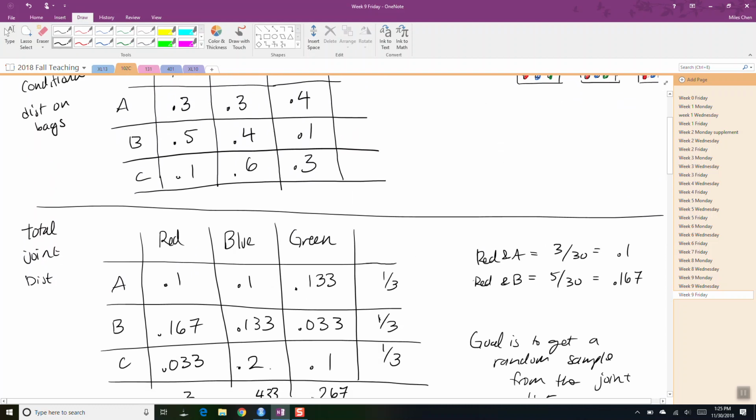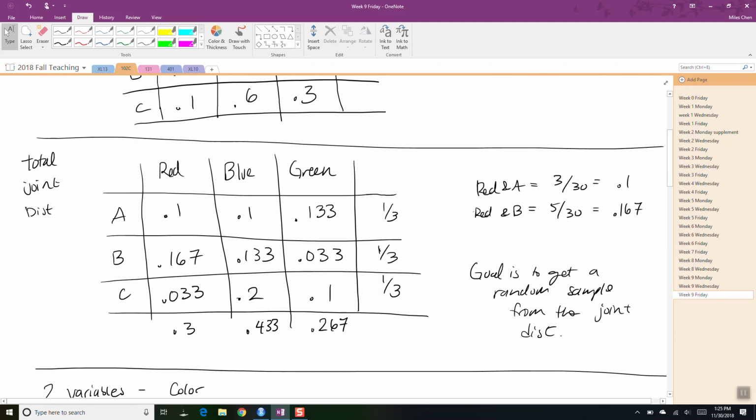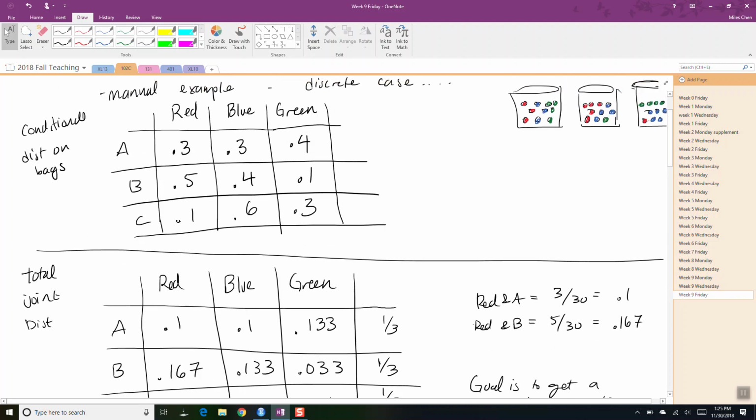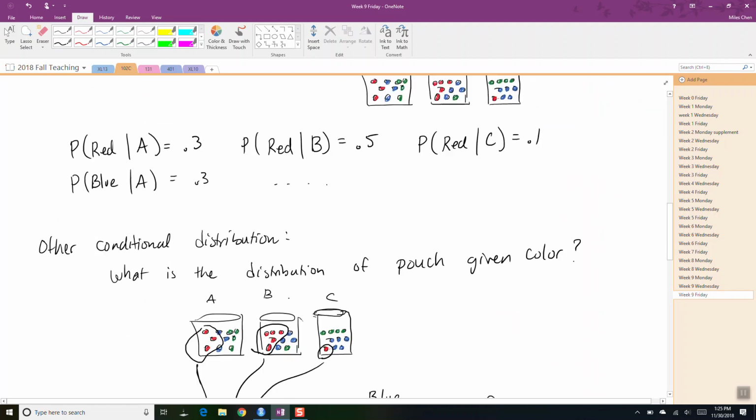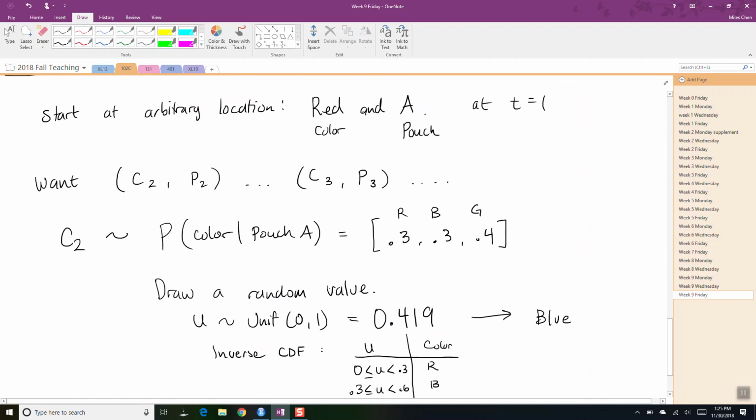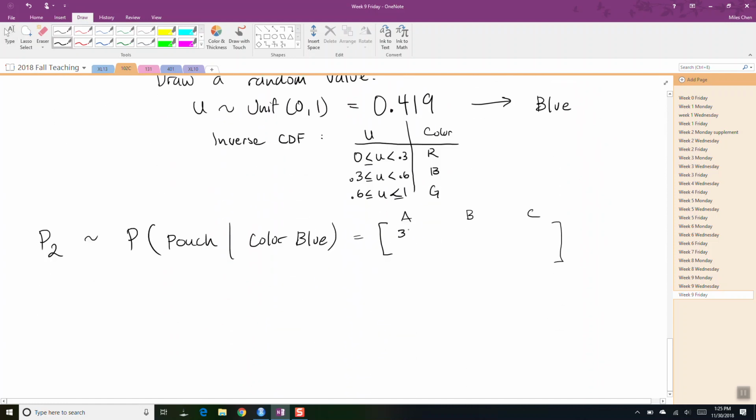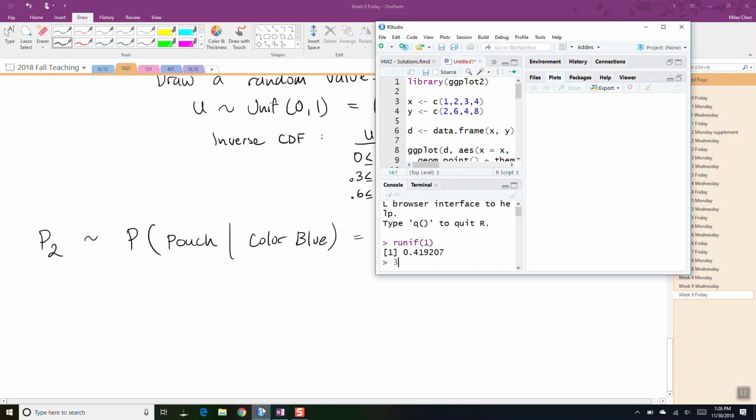We can figure that out this way as well. We just condition on blue: 0.1 divided by 0.433, 0.133 divided by 0.433, and 0.2 divided by 0.433. Or we sum this up, and they add up to 13, so 3 out of 13, 4 out of 13, and 6 out of 13.